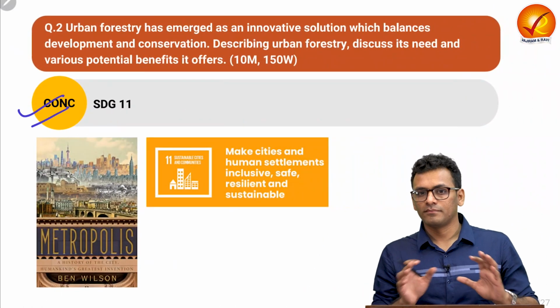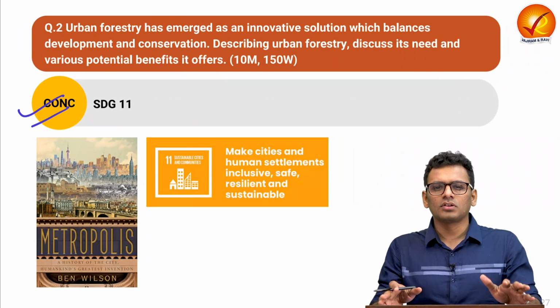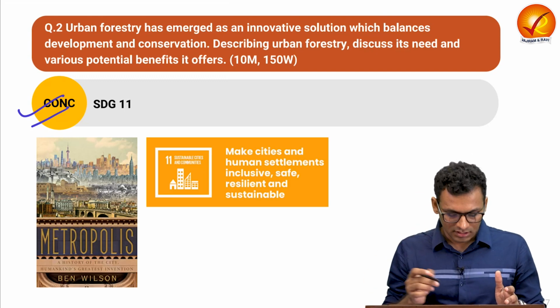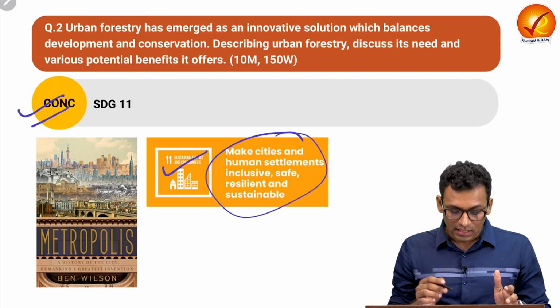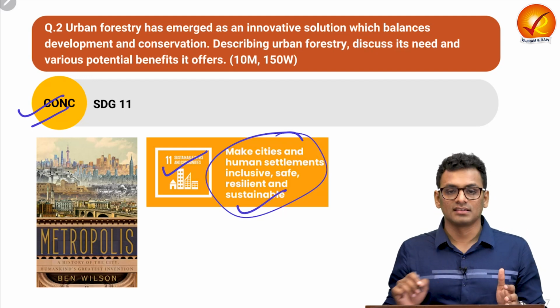Now over here you have the possibility of writing 2 types of conclusions. As urban forestry is part of the solutions for sustainable development, you can cite SDG 11, where urban forestry can help with respect to making cities and human settlements inclusive, safe, resilient and sustainable.